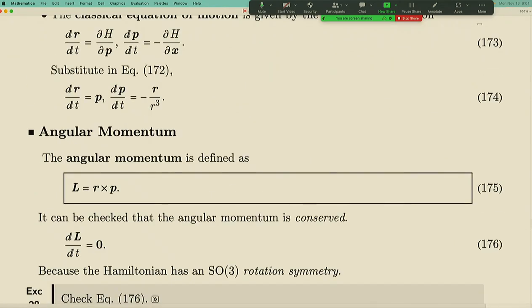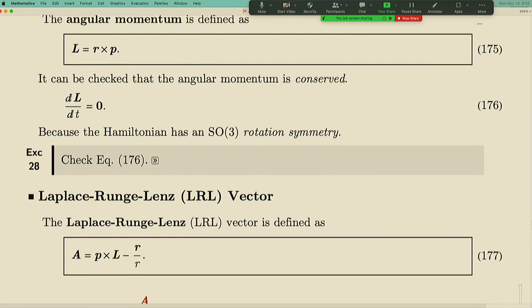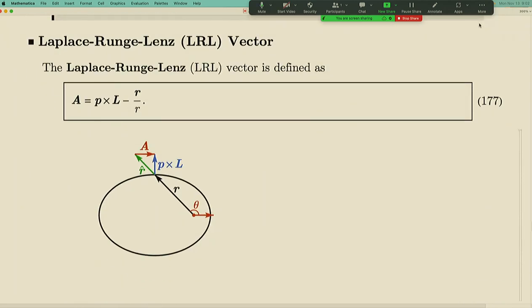If we write down the equation of motion, from that we can verify that angular momentum is conserved, which is r cross p. It is related to the three-dimensional rotation symmetry in the system, because if you rotate with respect to the proton, the Hamiltonian looks the same. But there is an unexpected conservation law, which is the LRL vector, the Laplace-Runge-Lenz vector, defined as P cross L minus R vector over R amplitude.